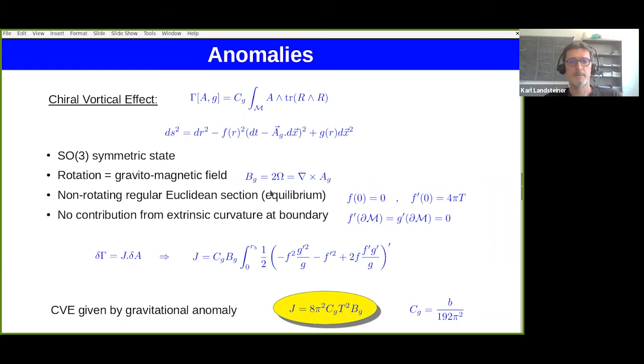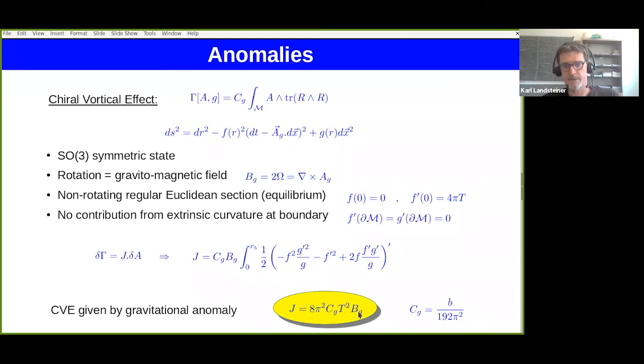And so if you plug this geometry into this R wedge R term, it turns out that it goes into this integral. That's a boundary term by itself. And with these boundary conditions, it just becomes this expression. It's temperature squared times this rotation parameter times a factor of pi's and the anomaly coefficient.